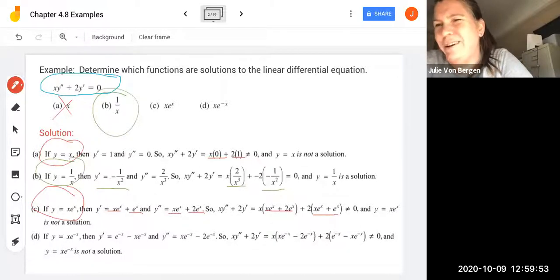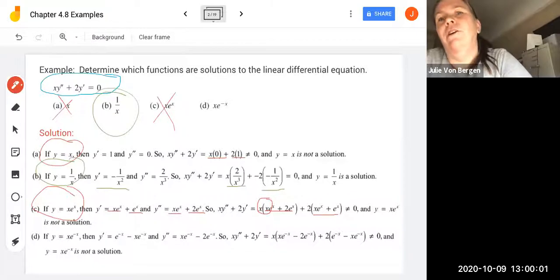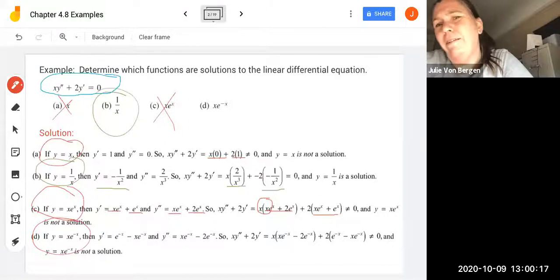So you can see here, we're not going to get cancellation. We're going to have an x squared from these first terms here. So this is not a solution. So we'll cross that function out. So not a solution to our linear differential equation that we are given here. And then the last function to check is x e to the negative x. So again, using the product rule, our first derivative is going to be e to the negative x minus x e to the negative x.